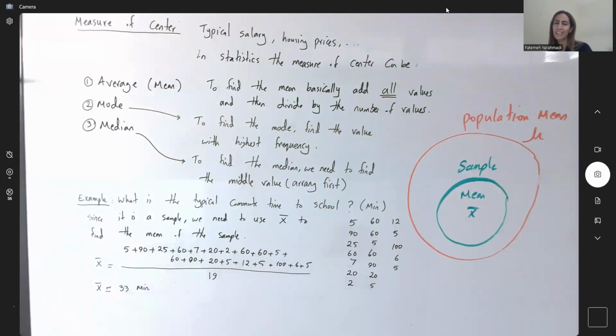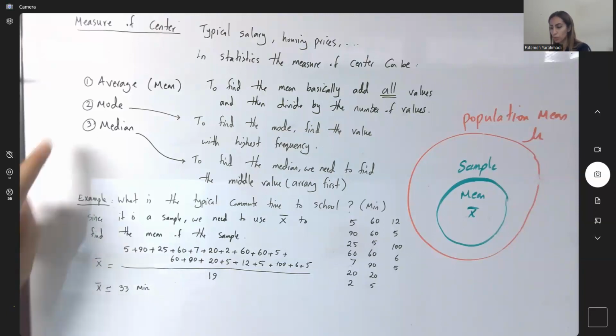You're not going to say that, hey, it is 2 minutes. 2 minutes is just for one specific student. One student might commute like 90 minutes. One other student might have a commute like 100 minutes and so on, but typically it's going to be 33 minutes. So we found the average.